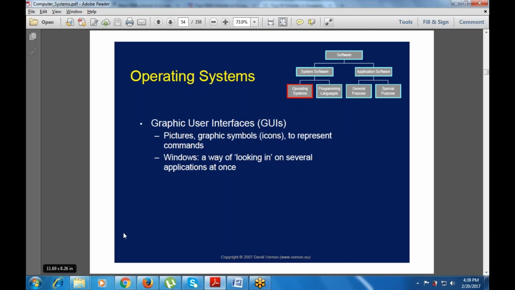Then the GUI includes pictures, graphical symbols and icons to represent commands. Then Windows is a way of looking in on several applications at once. So there are multiple applications that we look in on with the operating system.